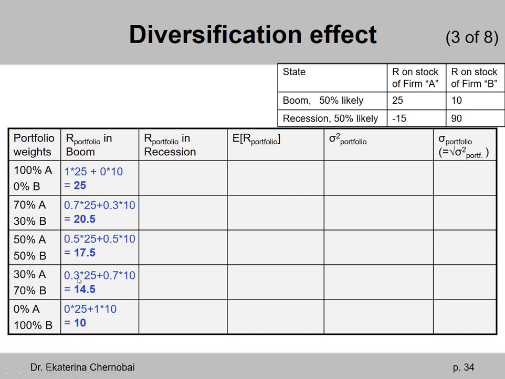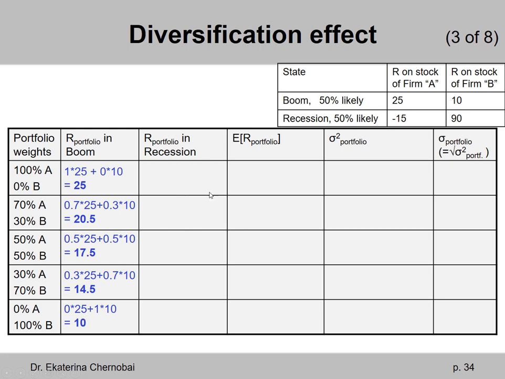They're going down as we are lowering the amount of stock A, which has a high return, and increasing the amount of stock B, which has a low return. So overall portfolio return in the boom state goes down.